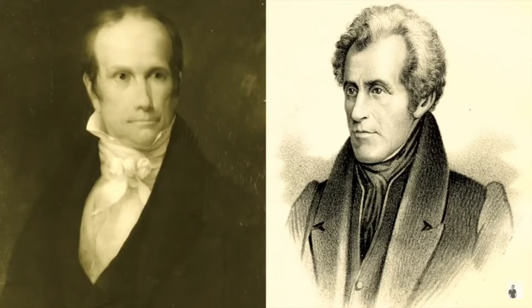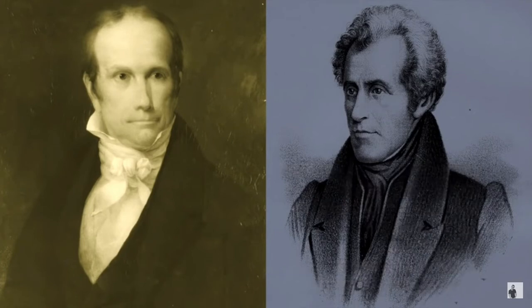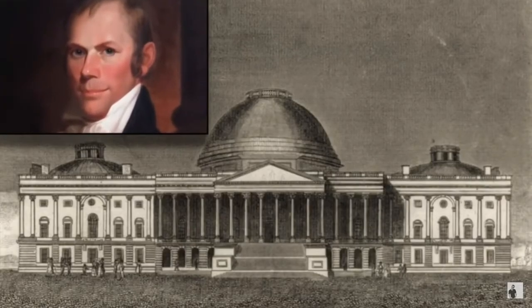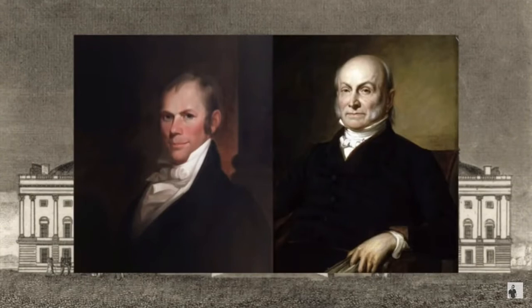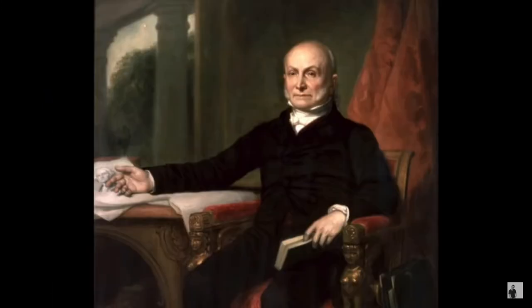Clay hated Andrew Jackson. In January of 1825, he told a friend, quote, "I cannot believe that killing 2,500 Englishmen at New Orleans qualifies for the various difficult and complicated duties of the chief magistracy," unquote. Clay used his influence to convince more people to vote for Adams, whom he agreed with more on issues anyway, instead of Jackson. When the House voted on February 9th, 1825, John Quincy Adams was the winner, becoming the sixth president of the United States.